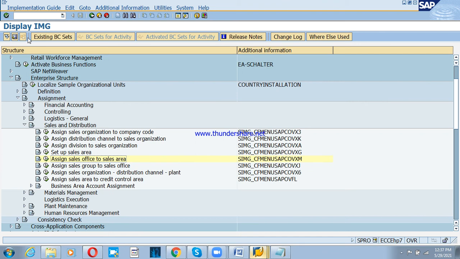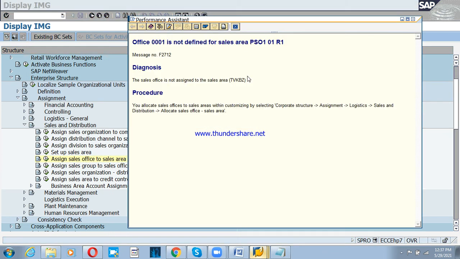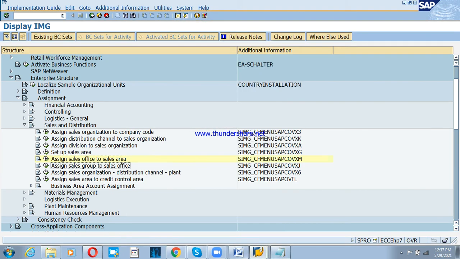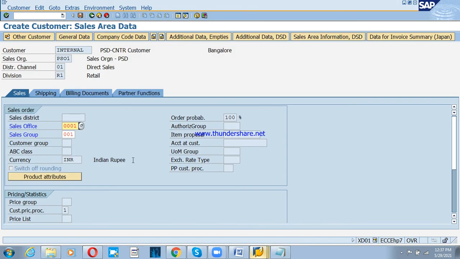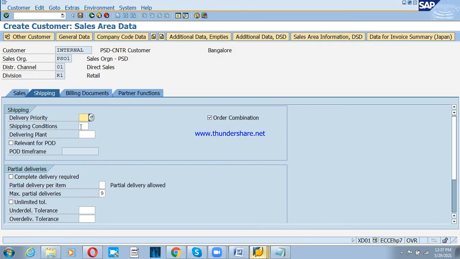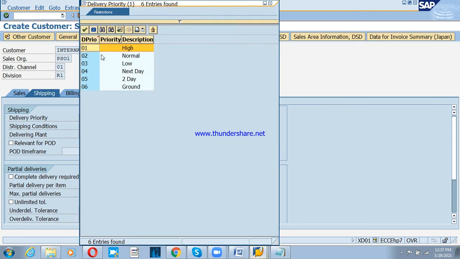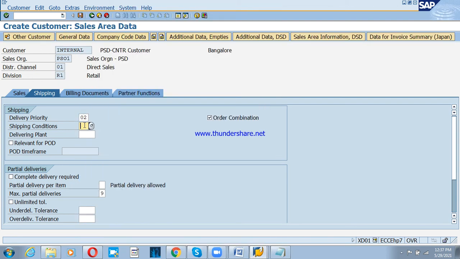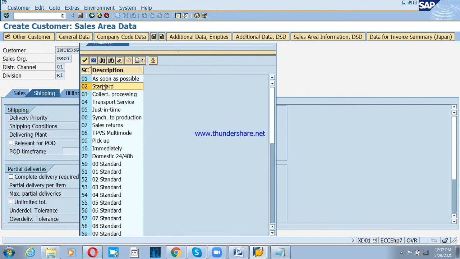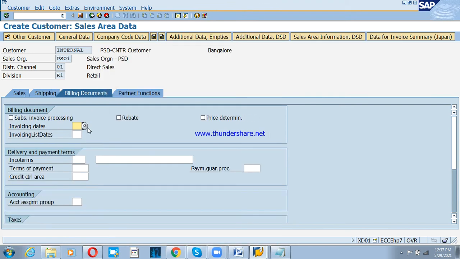And now to this one, this is asset. Okay, click on shipping. Delivery priority, so I'll select high or normal, anyone. Shipping condition again 0 to standard. Billing document, Incoterms, CFR Bangalore, terms of payment, PS3T. Edit control area, no, not yet created. Okay, then I'll save this.